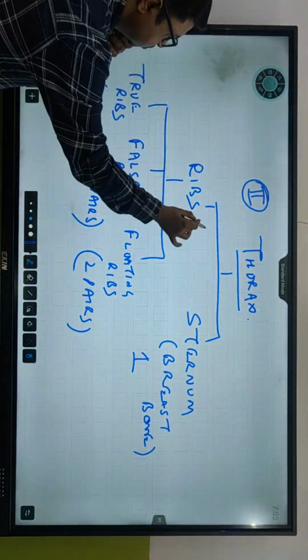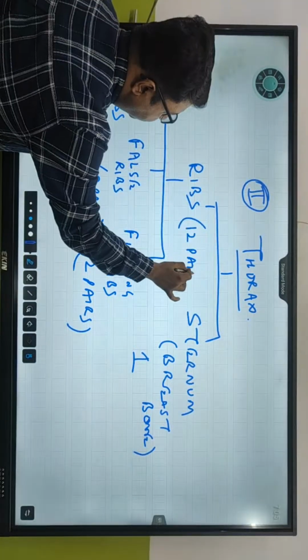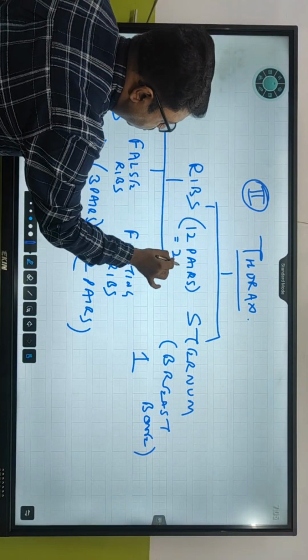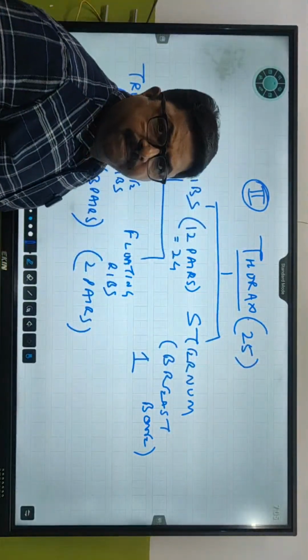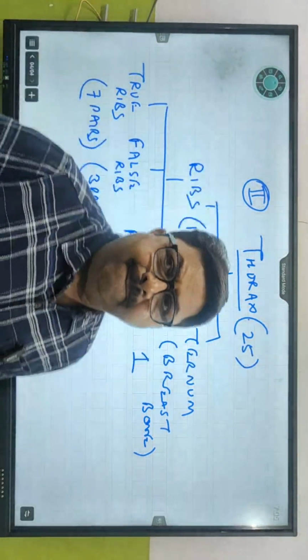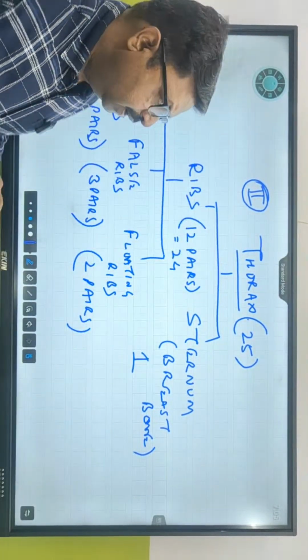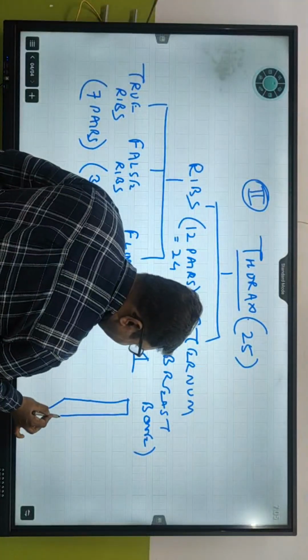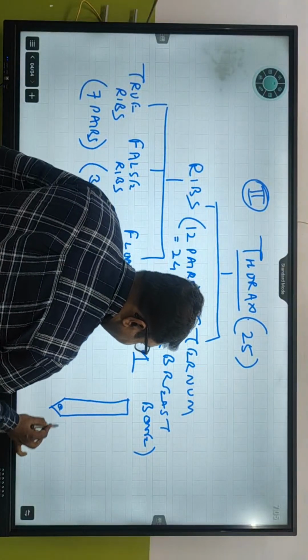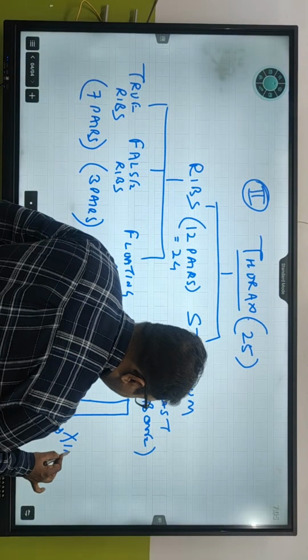So 7 plus 3 plus 2. How many pairs? 12 pairs of ribs, which is equal to 24 plus 1. So in thorax, how many bones are there? 25 bones are there. Now, very very important. Sternum, आपको अभी दिखाएंगे. Sternum is like this. Inside sternum, there is one particular process which is called as xiphisternum.